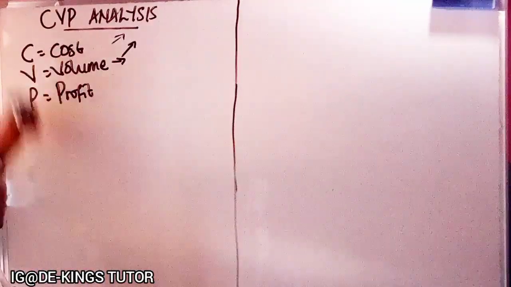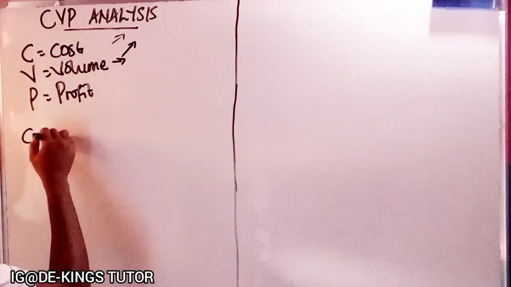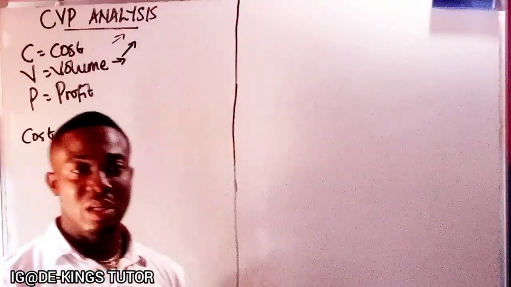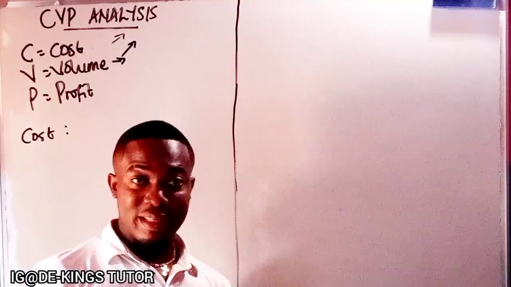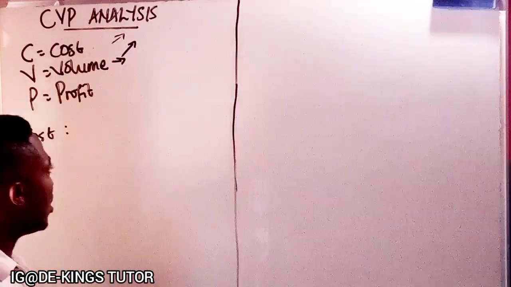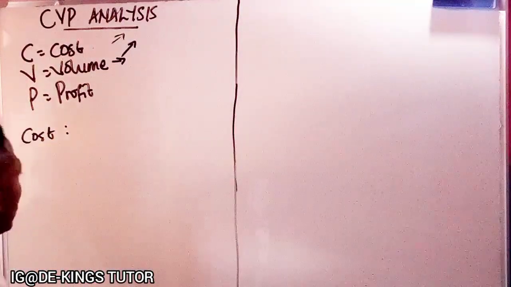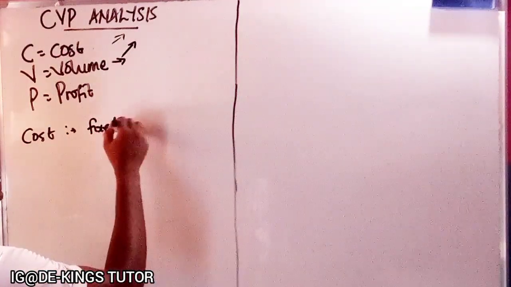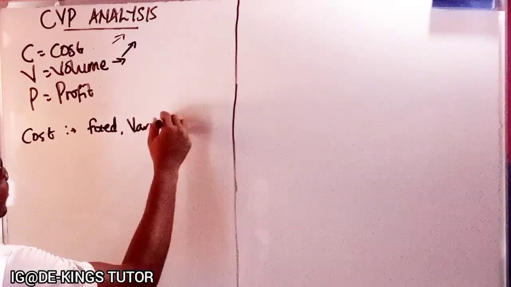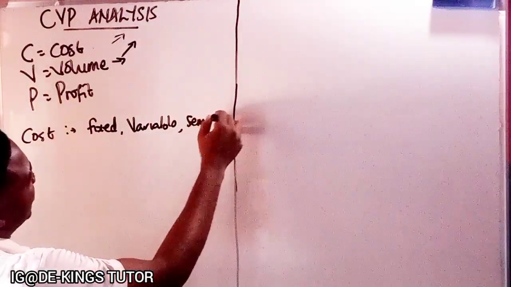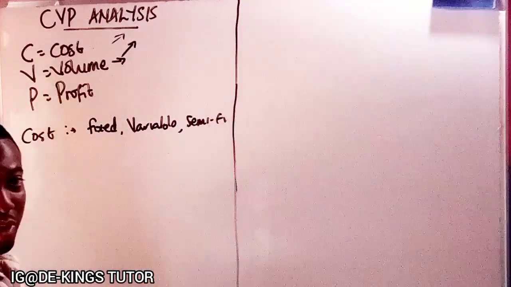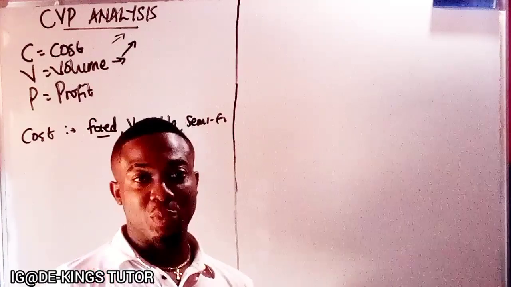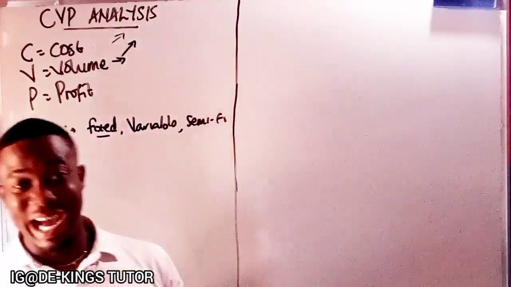Okay, so the cost, like we all know, refers to expenditure made to acquire a particular item. It might be a raw material. So we know the cost can be the fixed cost, the variable cost, semi-fixed or semi-variable. The fixed cost is the cost of an enterprise that does not change with the level of output. They remain constant irrespective of the output level.